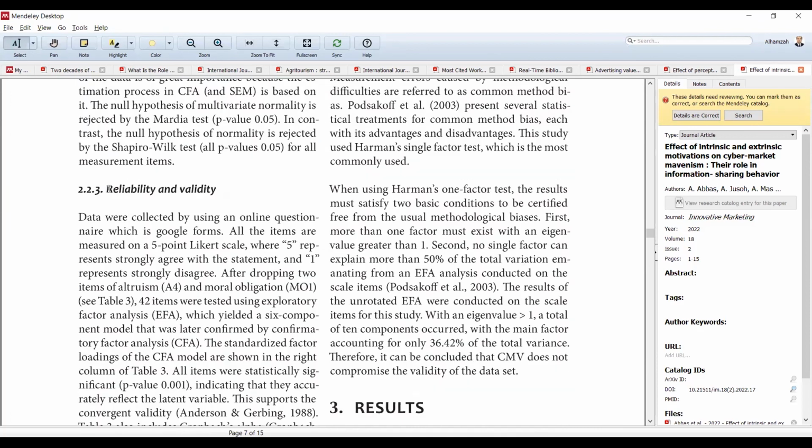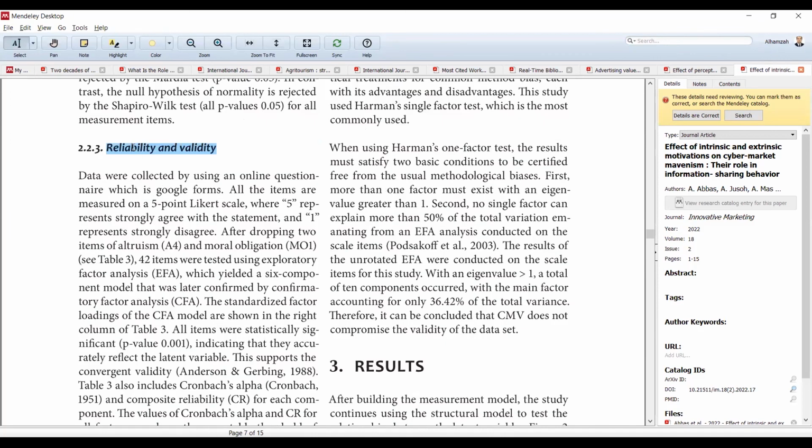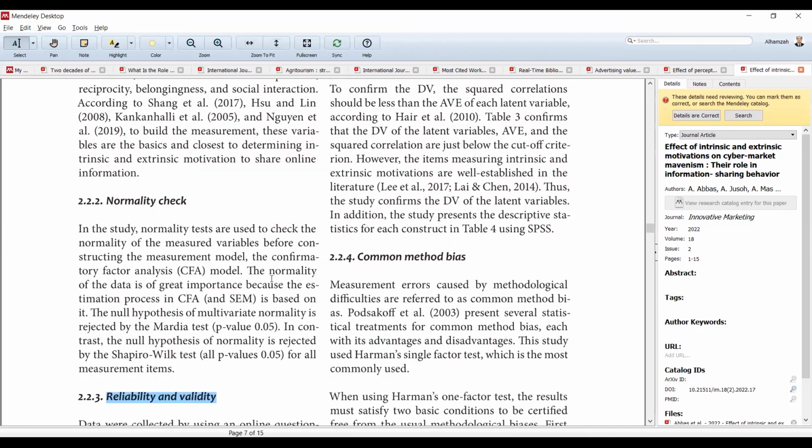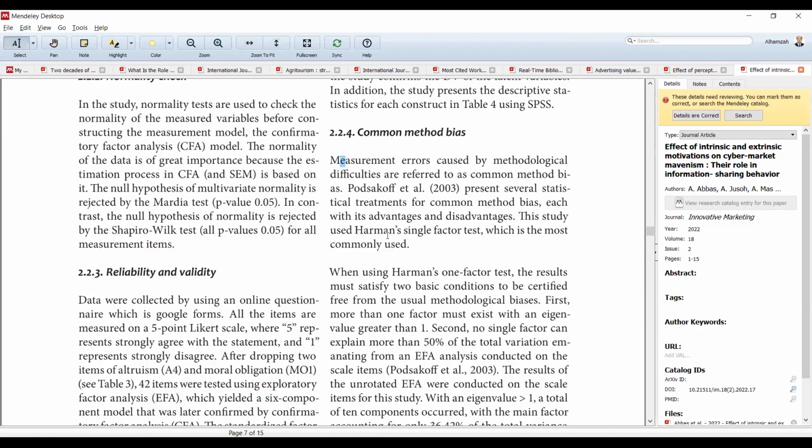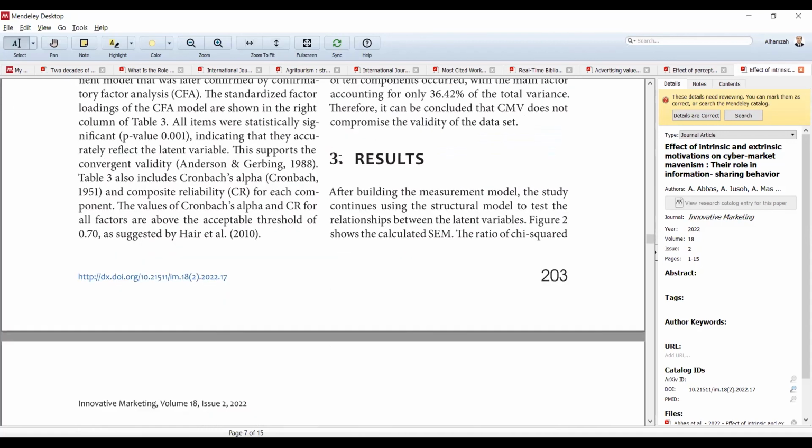And also reliability and validity. This is a very important part when you do a paper, when you want to validate your questionnaire, all right? And then common method bias. I will not go into details here. I'm just showing you the structure. Then we go to the results, okay? And the results, which means chapter 5. This is your chapter 5 in your thesis.